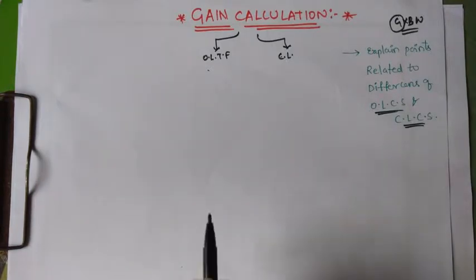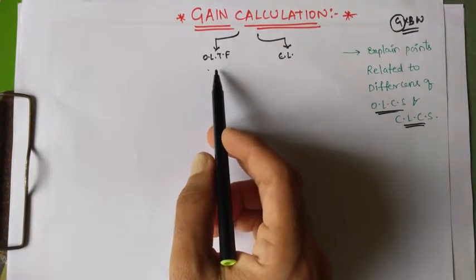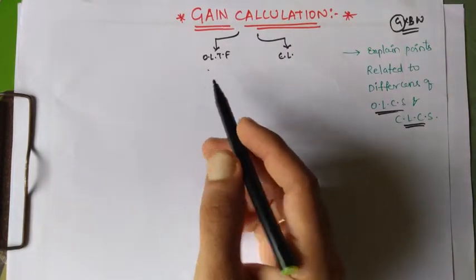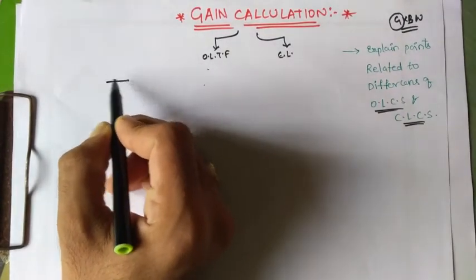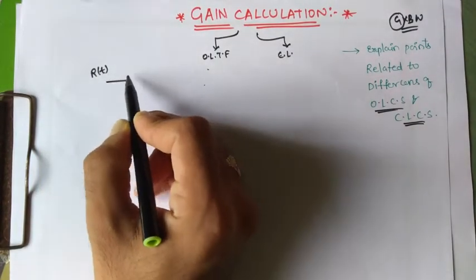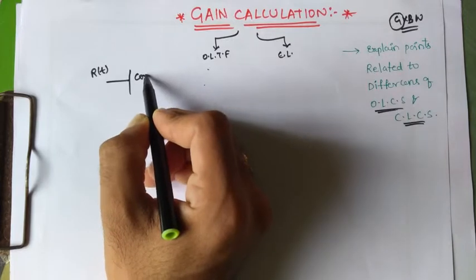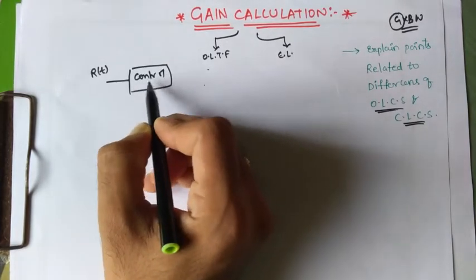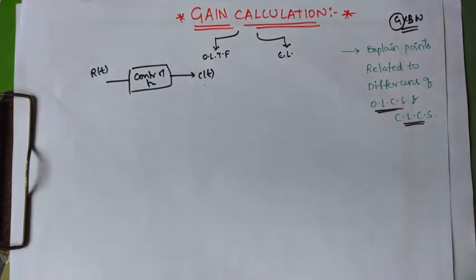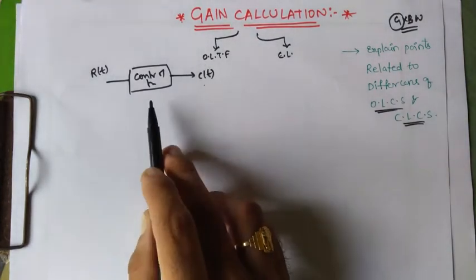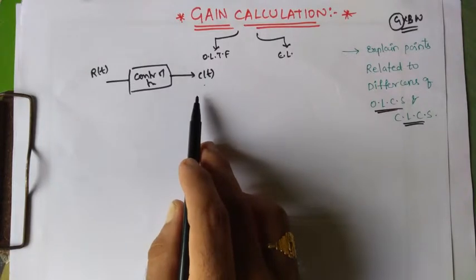So in this video, first let us see about the open loop transfer function gain calculation or open loop gain calculation. So if you take, let R of t be the input sent through a control system and there is no feedback, and C of t is the output of the open loop system. So as there is no feedback, we can call this an open loop control system.